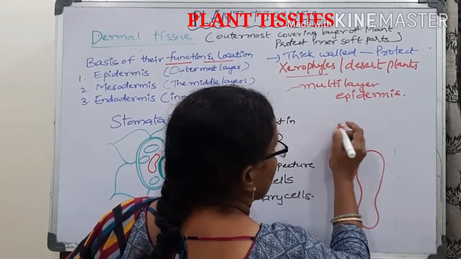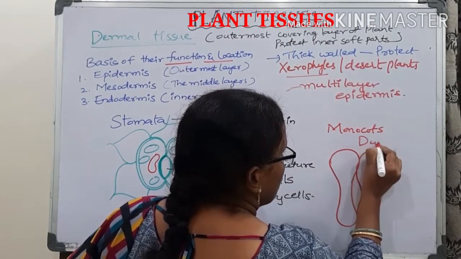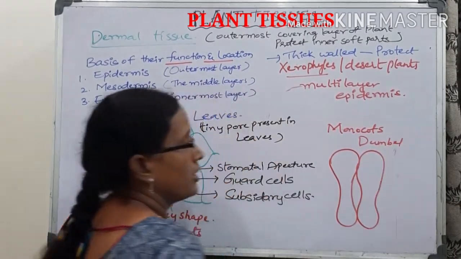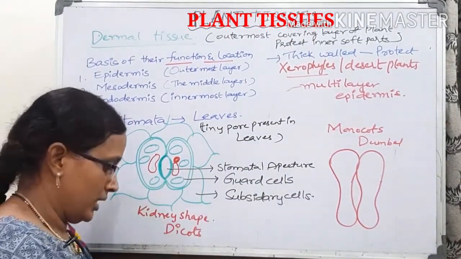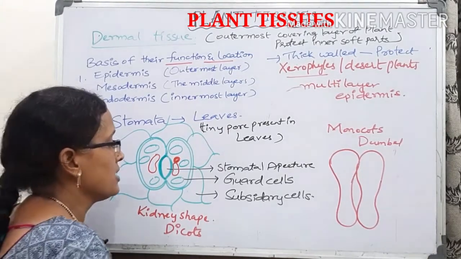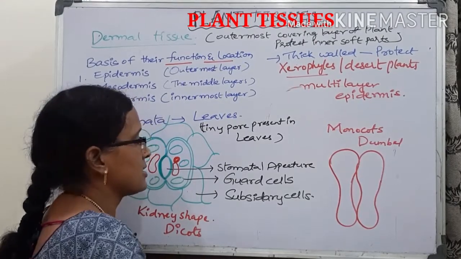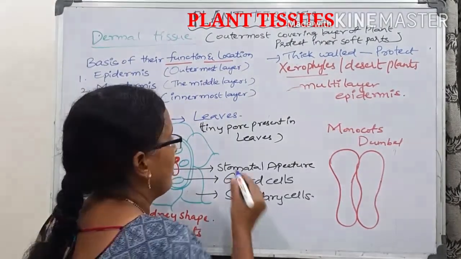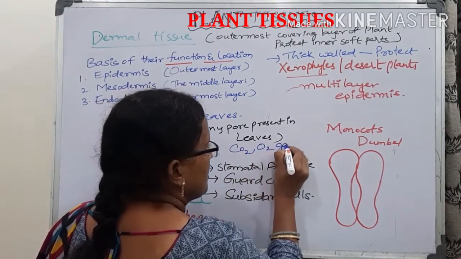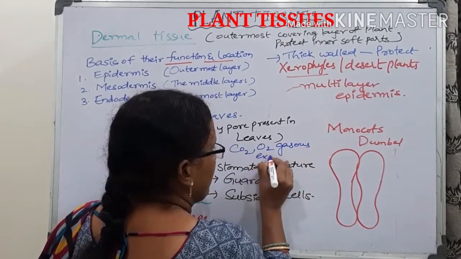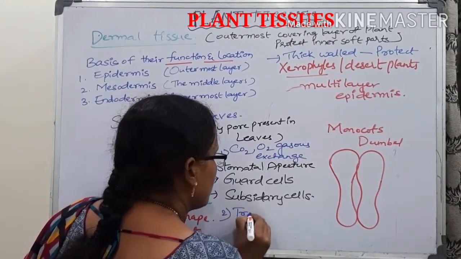Monocots, dumbbell shape. They are dumbbell shape. This is about stomata. The main function of the stomata is, one, gaseous exchange. It exchanges the gases, that is carbon dioxide and oxygen. That is the function of stomata. And second is transpiration.